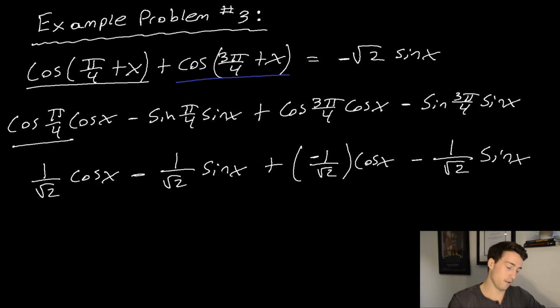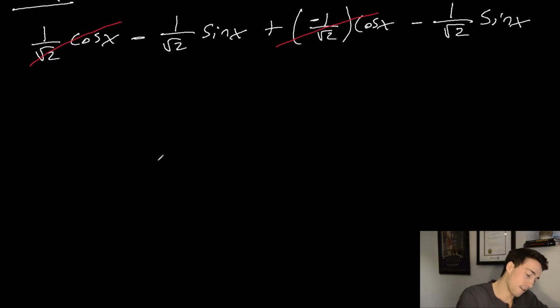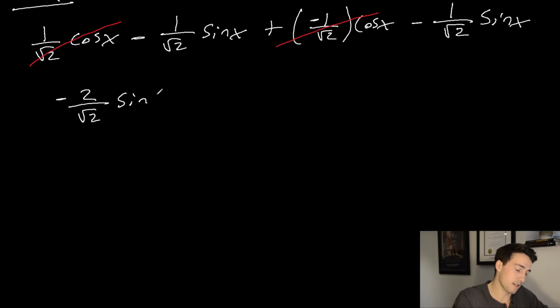And at this point, this 1 over root 2 cos of x will cancel with this negative 1 over root 2 cos of x, because we're adding them. And then now we'll have negative 2 over root 2 sine of x. And typically, teachers and textbooks are not going to want this radical in the denominator. What they want to do is rationalize the number. And the way we do that is we multiply the number by the radical in the denominator. So it'll be root 2 over root 2, multiplied by what we have here.